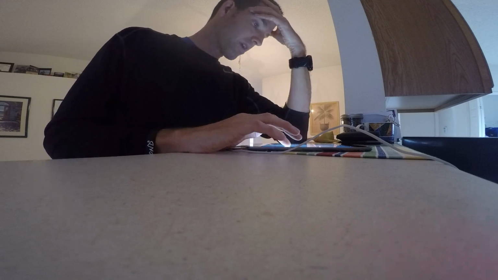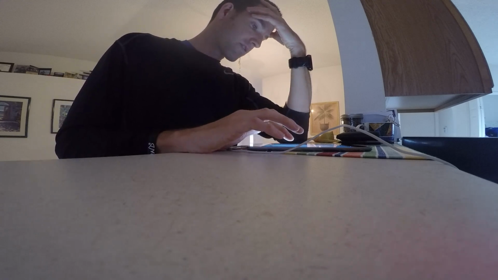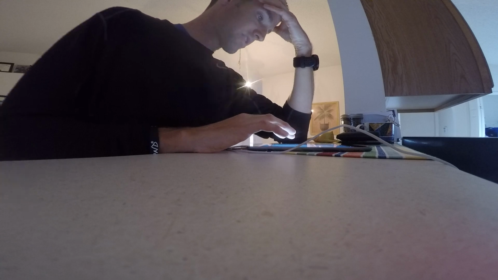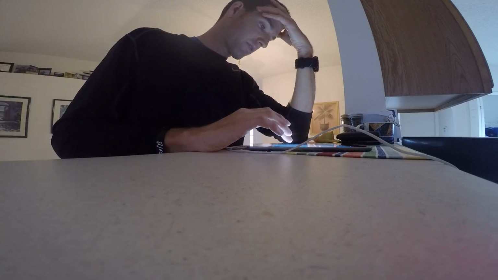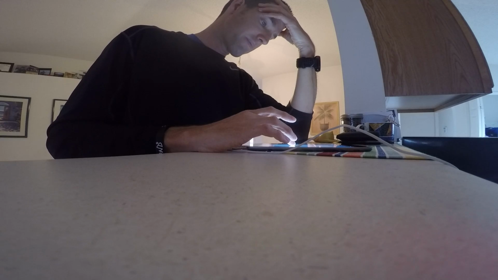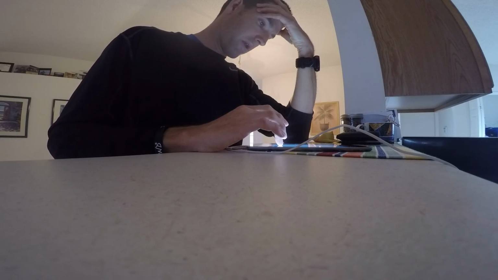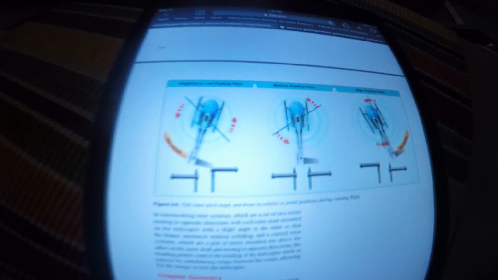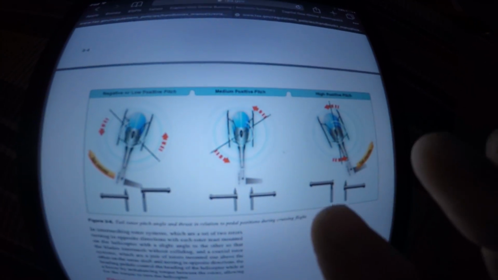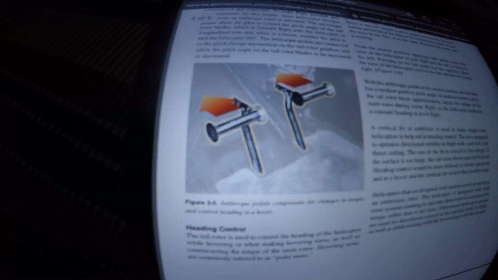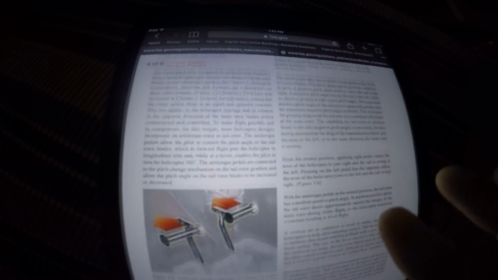Chapter summary. This chapter introduces the pilot to major flight controls and how they work in relation to each other. The chapter also correlates the use of flight controls in aerodynamics and how they work together to make flight possible. So there's some pictures. Brief recap.